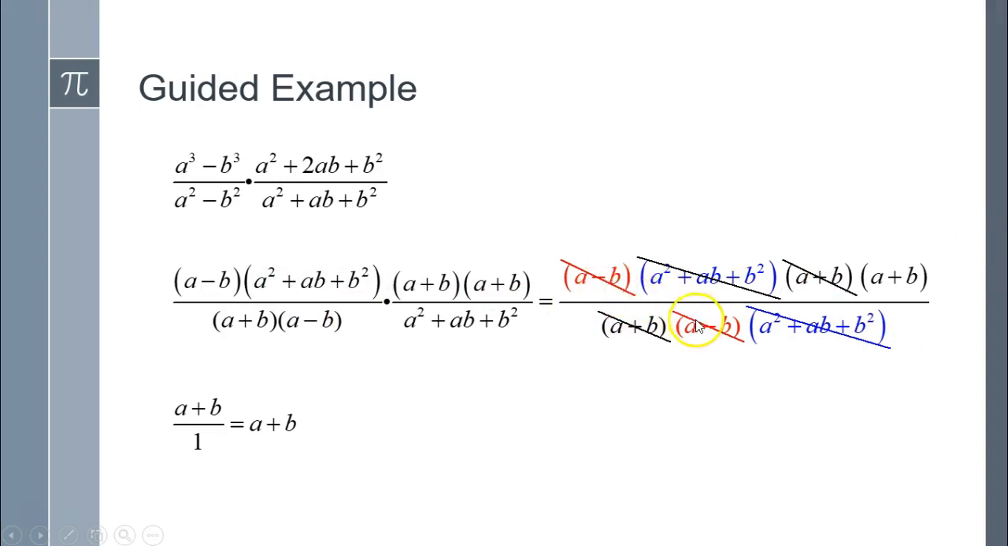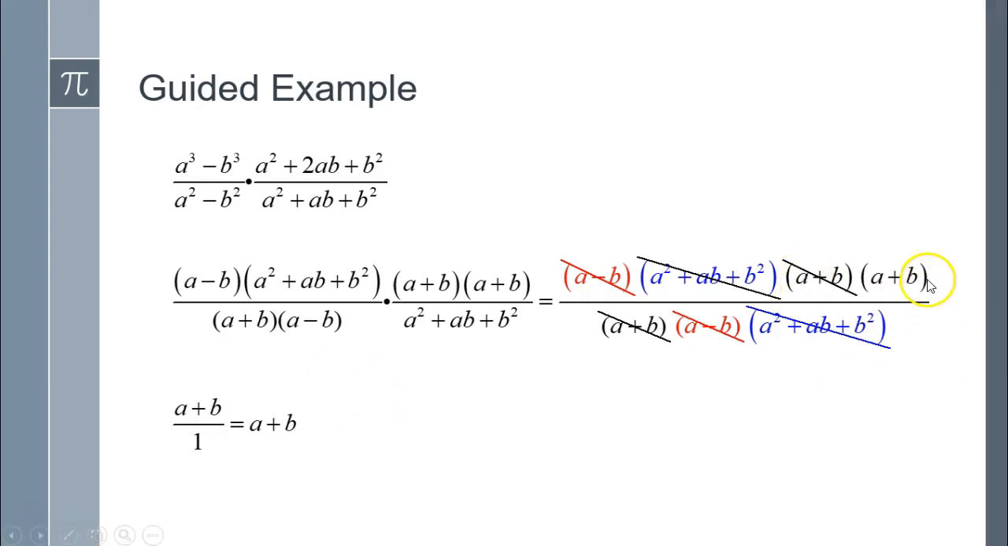And you can see the a minus b reduces with the a minus b. The a squared plus ab plus b squared reduces with the same factor below. And I have an a plus b here, an a plus b here. Because everything's multiplied, I can do this. If there was an addition sign here, I couldn't have done any of this. But because everything's multiplied, I can do this.